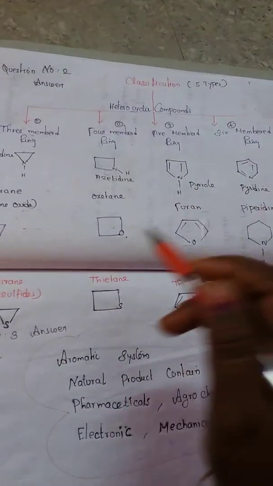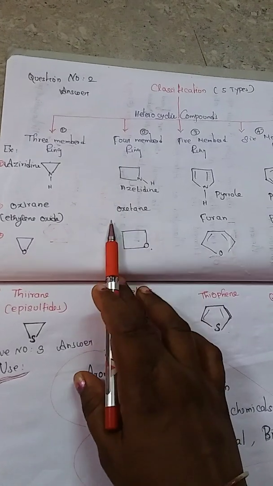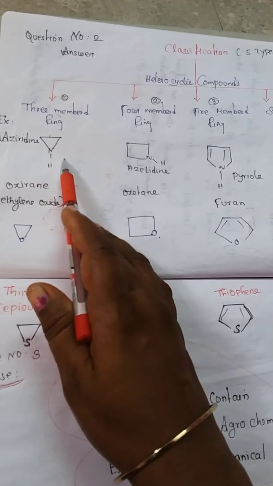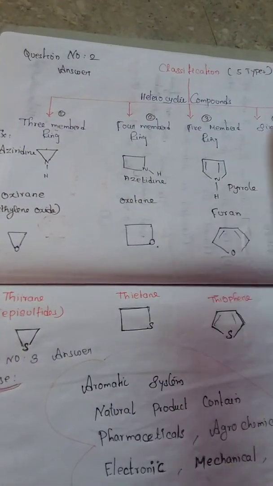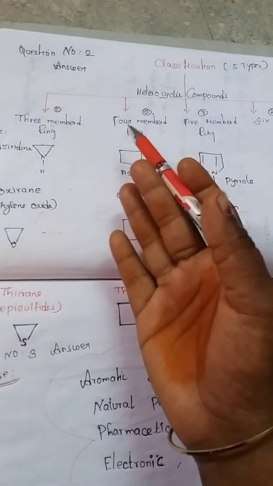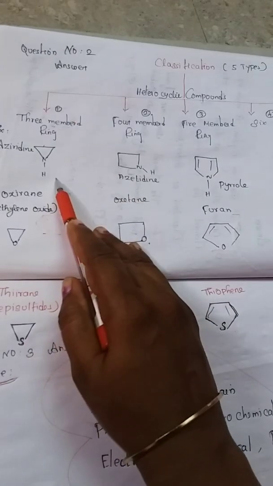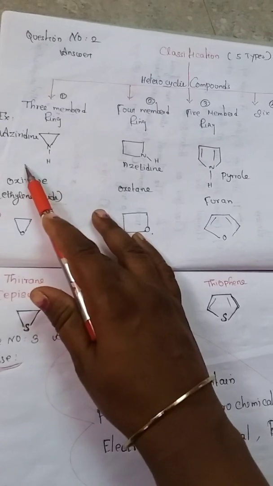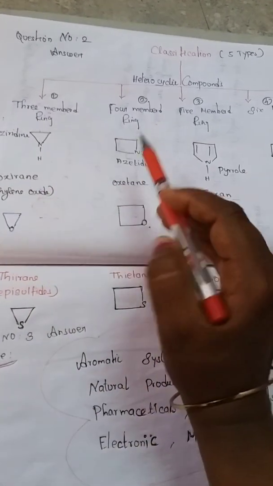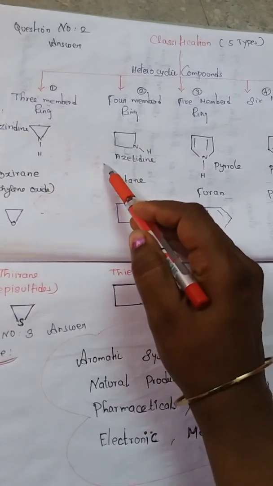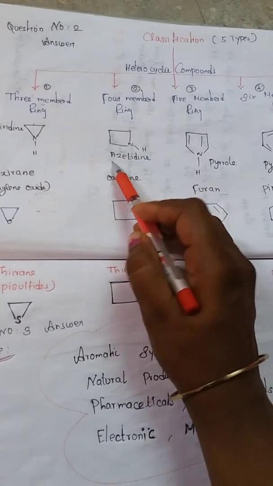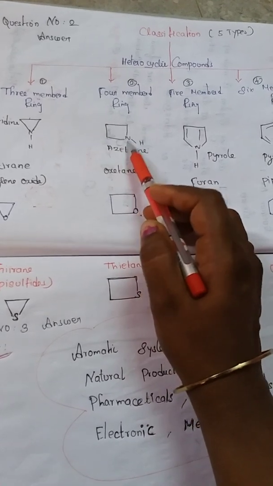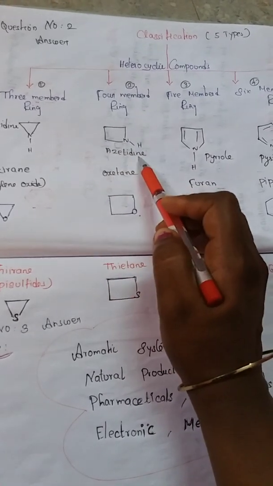First, the 3-member ring: aziridine. You already know propane. In propane, one carbon is exchanged for another element, nitrogen. So the name is aziridine. The 4-member ring is based on butane, with one carbon replaced by nitrogen, so azetidine.